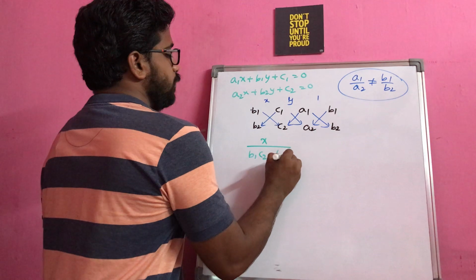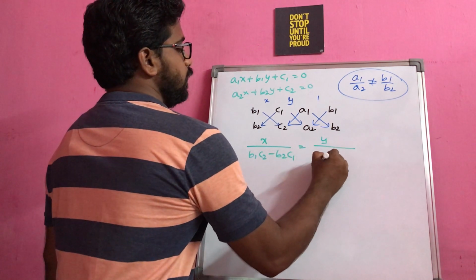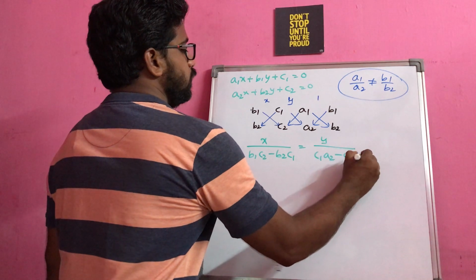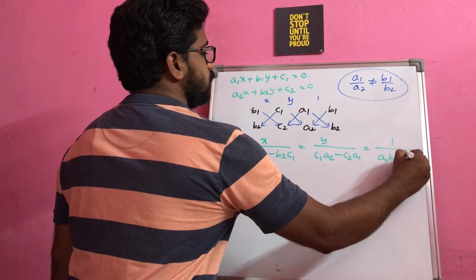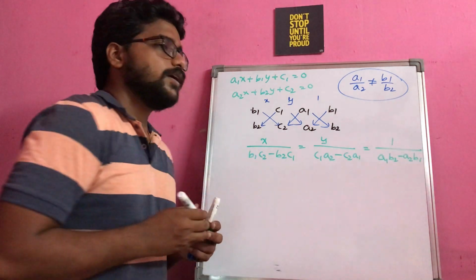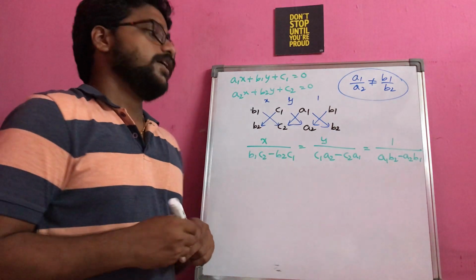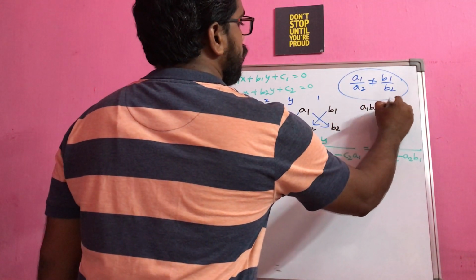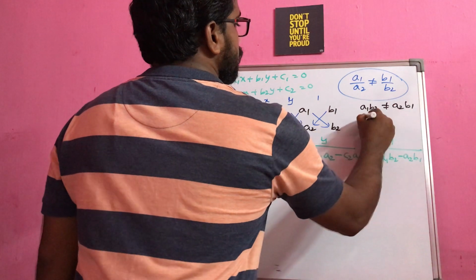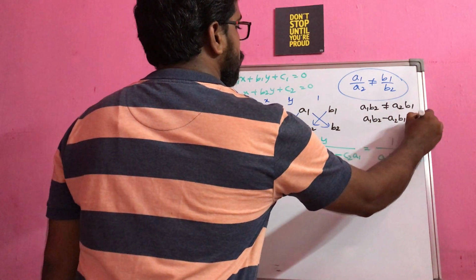The solution will be x divided by b1 c2 minus b2 c1 is equal to y divided by c1 a2 minus c2 a1 is equal to 1 divided by a1 b2 minus a2 b1. Now you might understand why we state this condition. By cross multiplication, a1 b2 is not equal to a2 b1. That means a1 b2 minus a2 b1 should not be equal to 0.